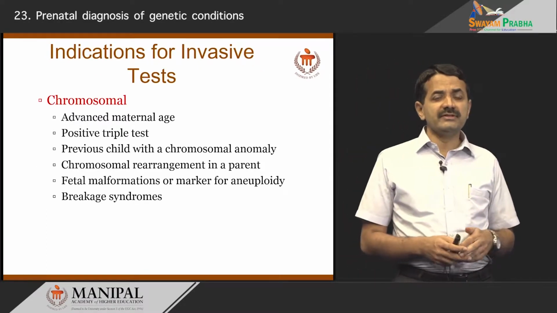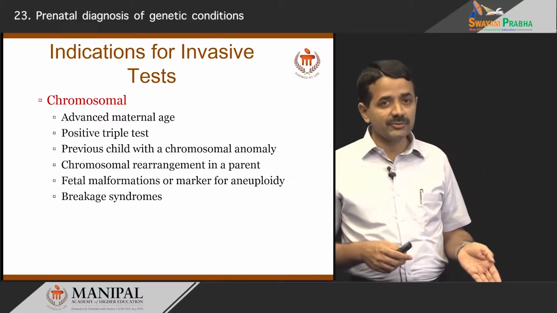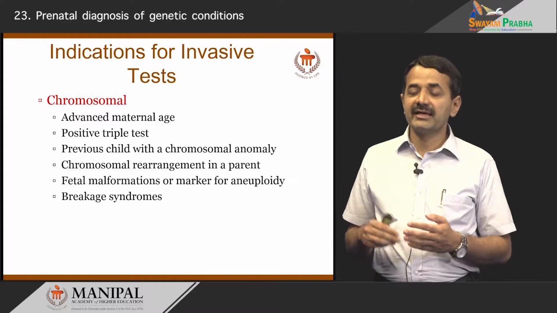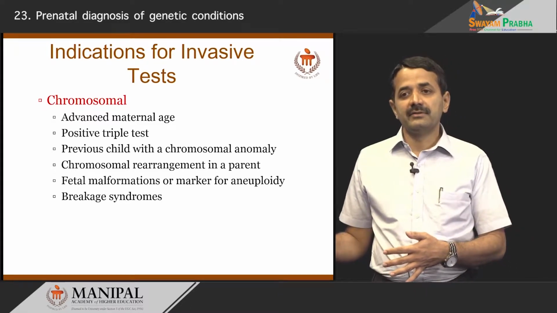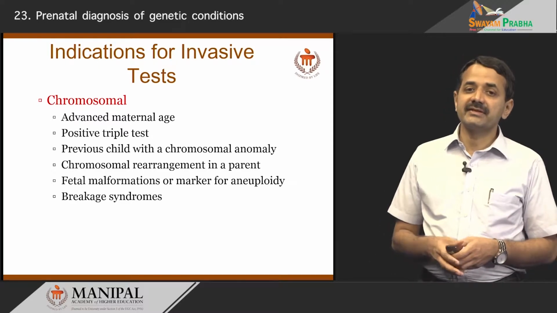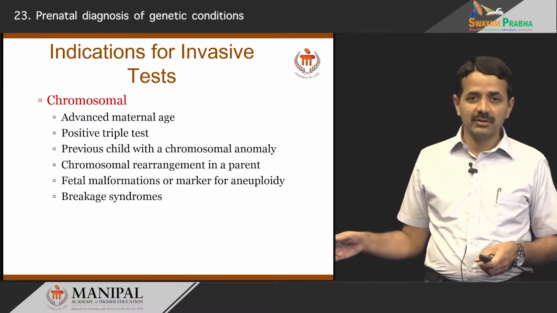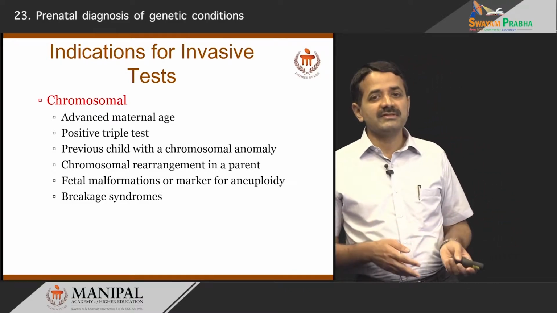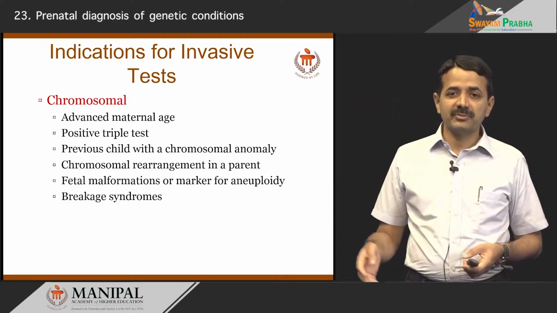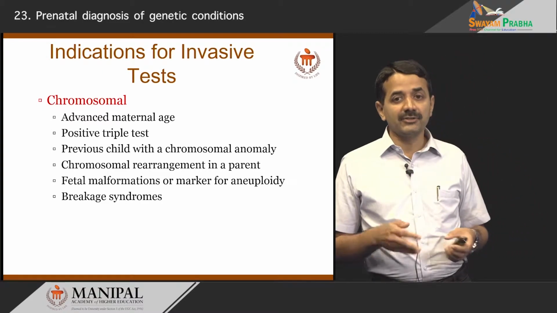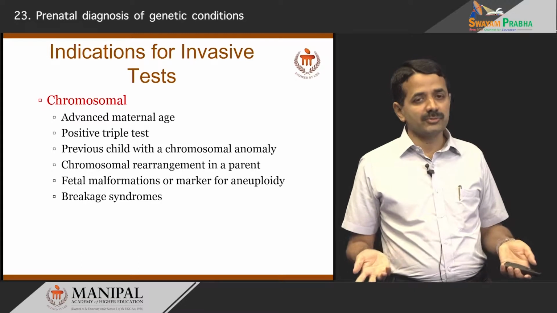When do we do invasive testing? It may be to study the chromosomes in the fetus. For example, advanced maternal age, when the age of the mother at the expected time of delivery is 35 or more, a positive triple test, quadruple test or screening test, a previous child with a chromosomal anomaly, chromosomal rearrangement in a parent, fetal malformations or markers for aneuploidy by ultrasound, or chromosomal breakage syndrome.